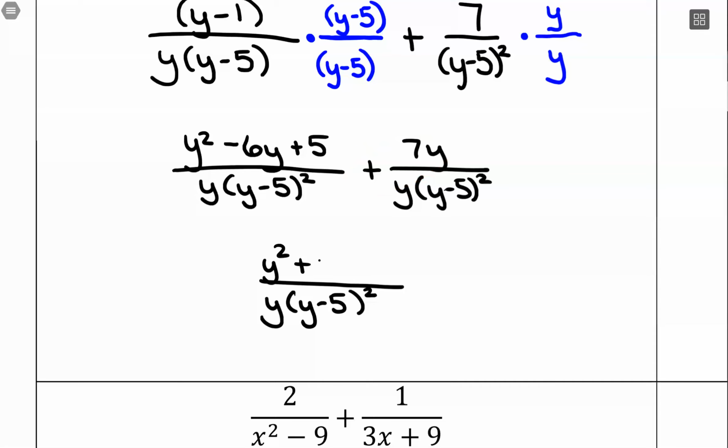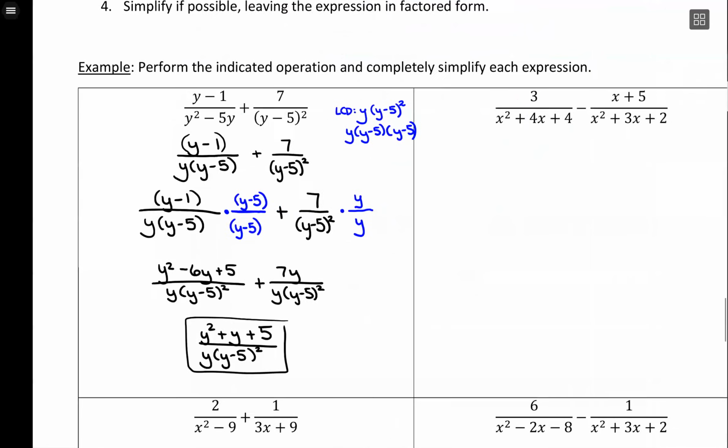So that'll be plus y plus 5. And then at this stage, what I would try to do is factor that numerator there, see if I could simplify, see if I can get anything to cancel out. But that 1 and 5 as factors are not going to add up to 1 at any point, so that will be stuck, and that's our final answer.